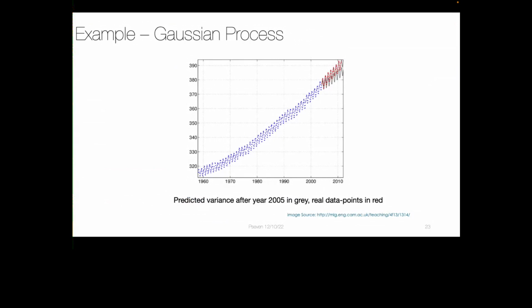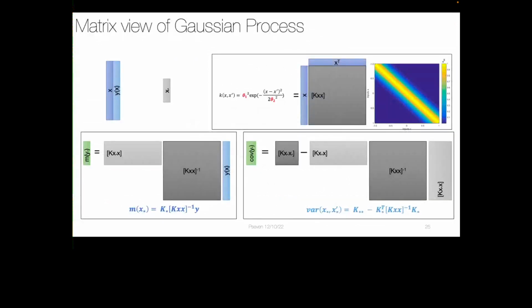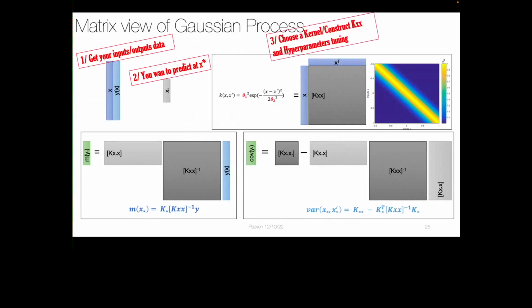So from a matrix point of view, you have a set of input-output data, x and y of x, and you want to predict at x star. So you choose a kernel. That's really important. You construct your covariance matrix and you tune your hyperparameters. So here you have epsilon1 and epsilon2, and then you have directly the analytical expression for the mean and for the variance. And that's really the power of Gaussian processes, GPs.